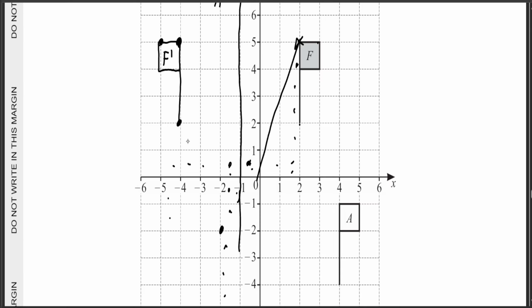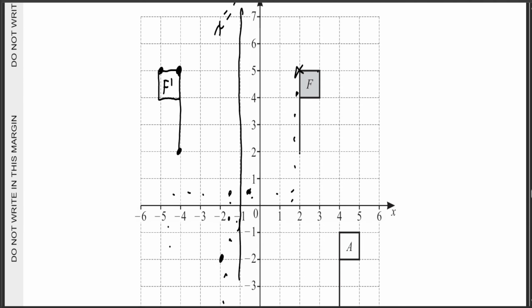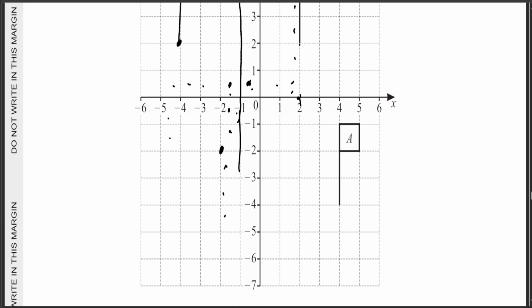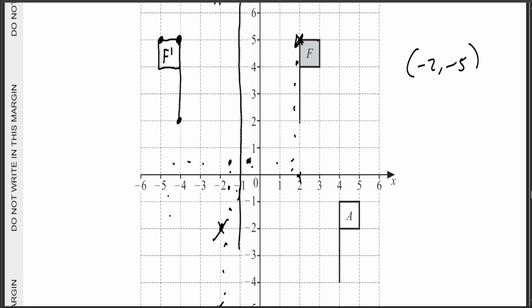So okay, the easiest way, just know this. If this is 2, 5, it's going to be -2, -5, which is -2, -5 somewhere here. This is the other one.